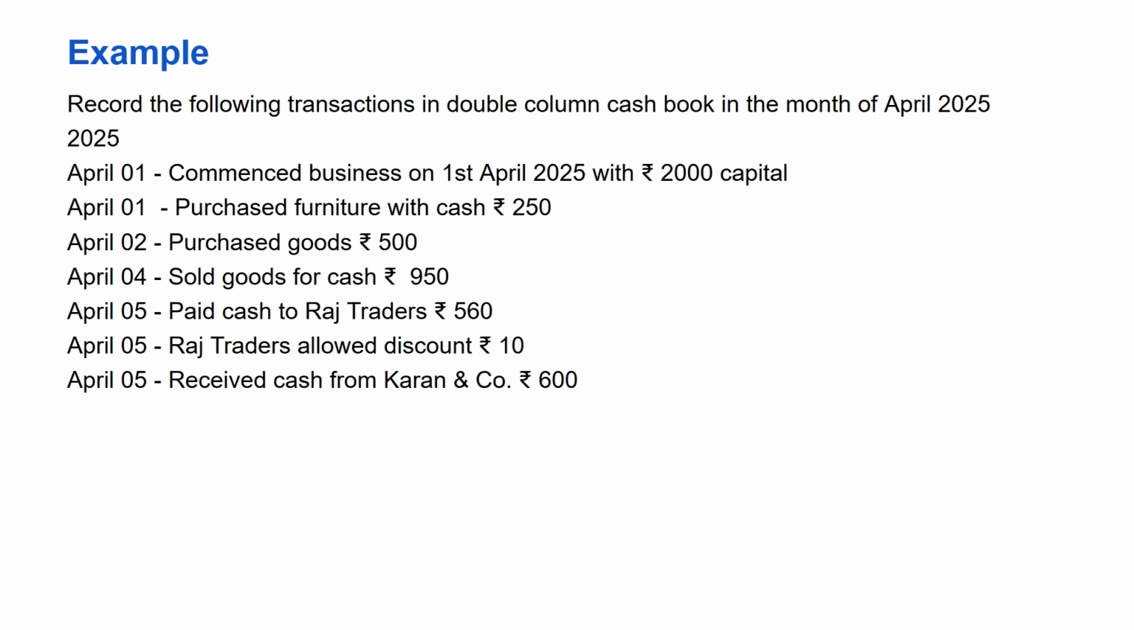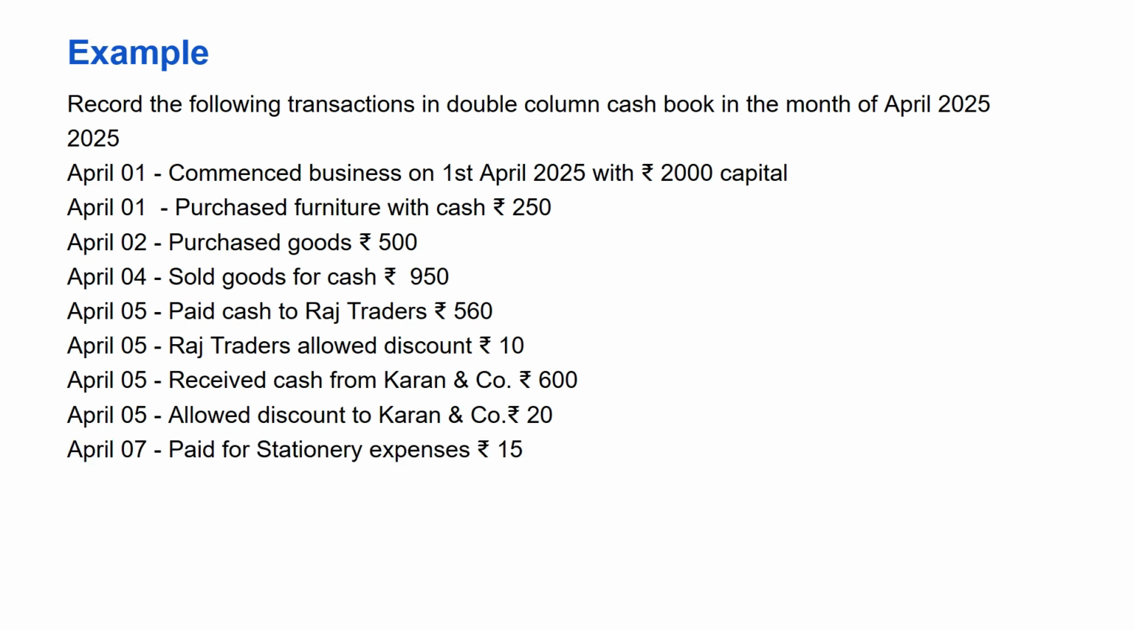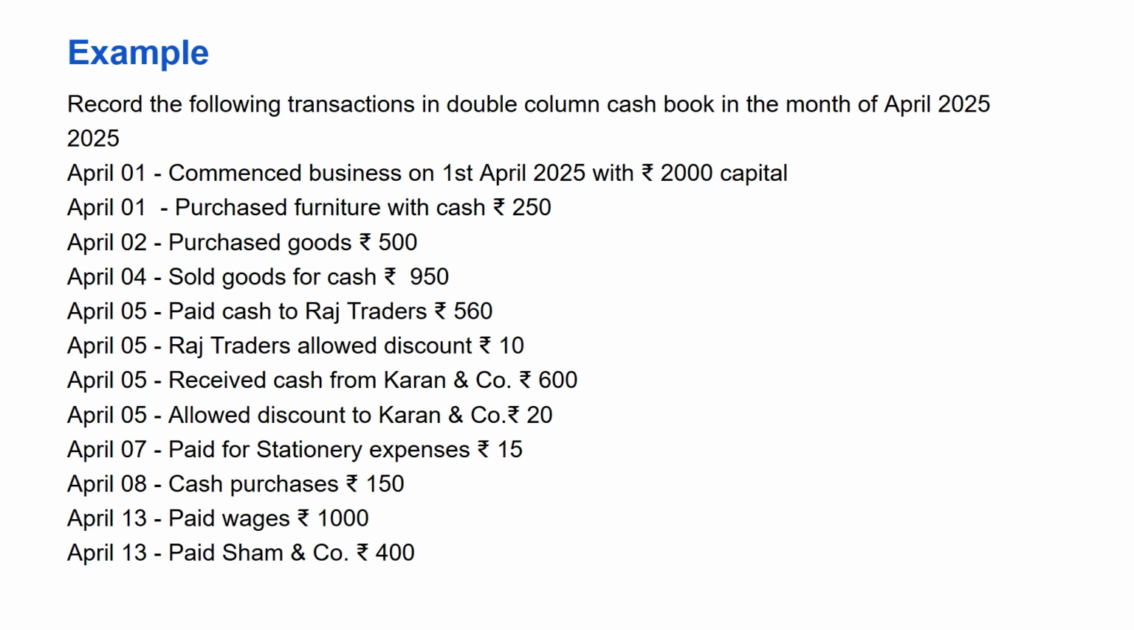April 5th, received cash from Karan and Company rupees 600. April 5th, allowed discount to Karan and Company 20 rupees. Now we have allowed discount to Karan and Company. April 7, paid for stationery expenses rupees 15. April 8, cash purchases 150. April 13, paid wages 1000. April 13, paid Sham and Company 400 rupees. April 13, Sham allowed discount 8 rupees. Now on 13 April, we paid to Sham and Company and Sham allowed us 8 rupees discount, means it is discount received. Now let's record the transactions step by step.